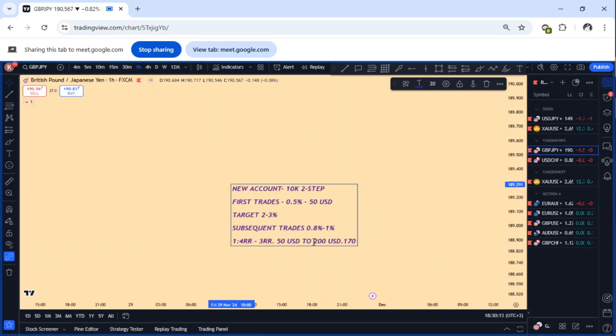So once you can manage to get 1 to 4 risk to reward, and then you take 2 to 3 trades at the start, you reach 2 to 3%. Now you can subsequently increase your risk to 0.8% to 1% maximum. As an SMC trader, you should never go beyond 1%, unless you want to blow that account.